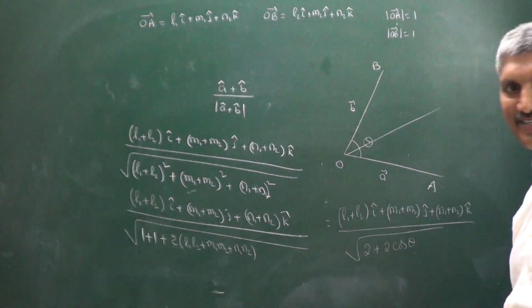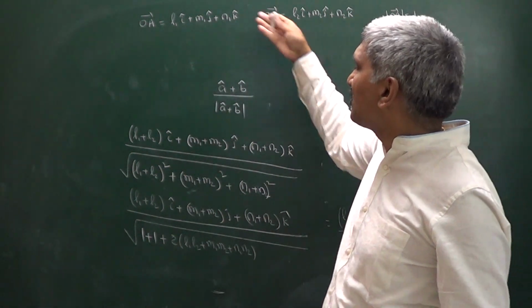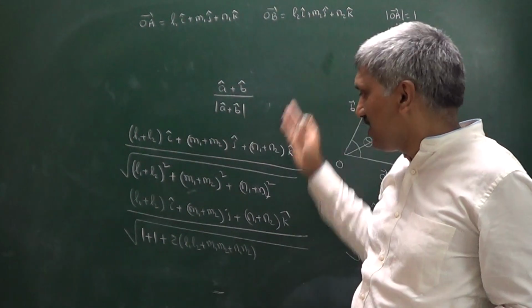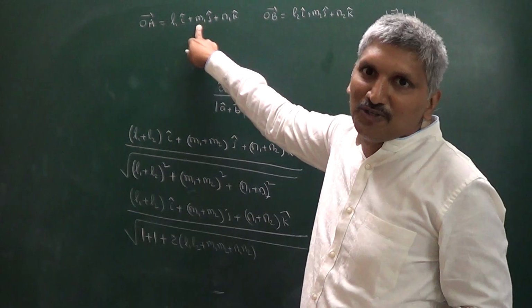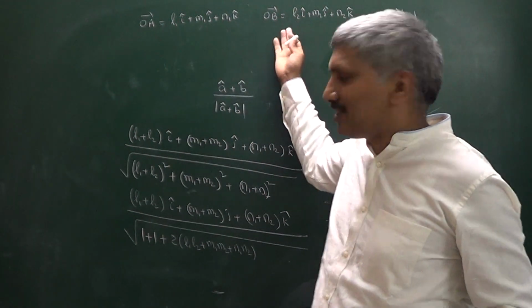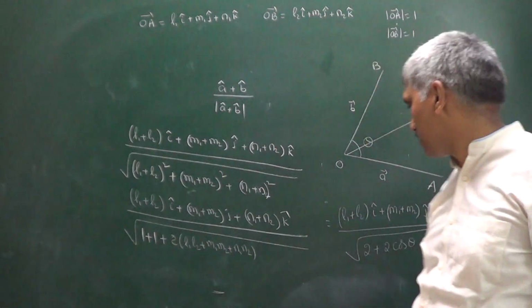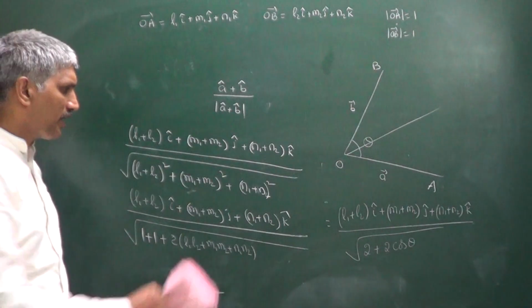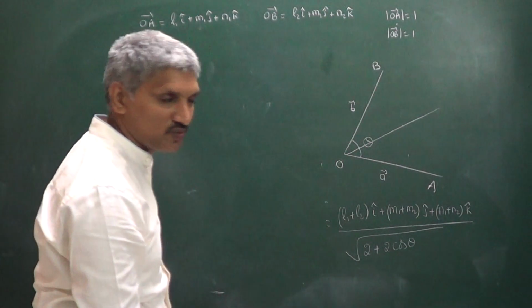Agree or not? The angle between these two vectors is nothing but their dot product. Their dot product is L1 L2 plus M1 M2 plus N1 N2 only, and its magnitude is 1, the other magnitude is also 1. That's why L1 L2 plus M1 M2 plus N1 N2 is equal to cos theta only. That's why we got this. Now what can we write? If you take 2 common, 1 plus cos theta is equal to 2 cos square theta by 2.